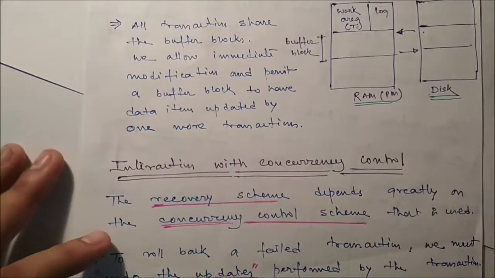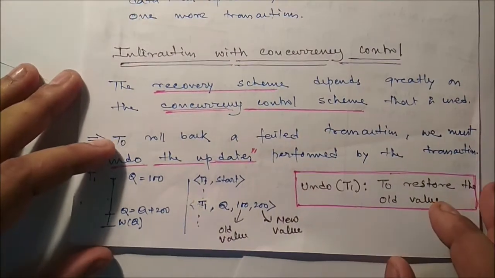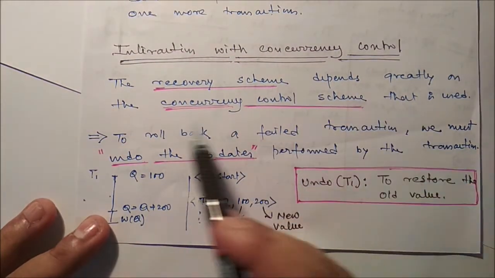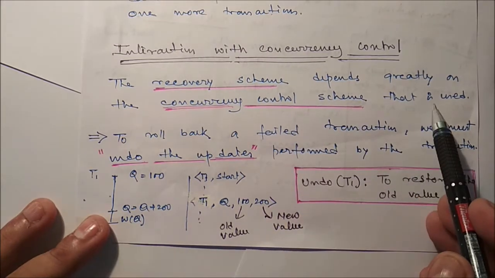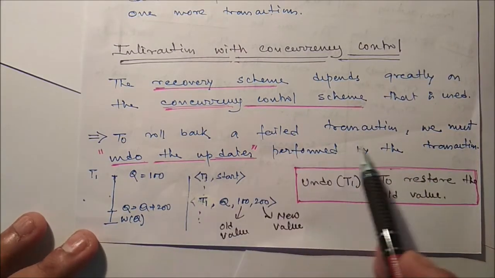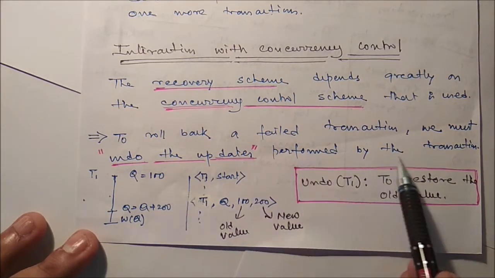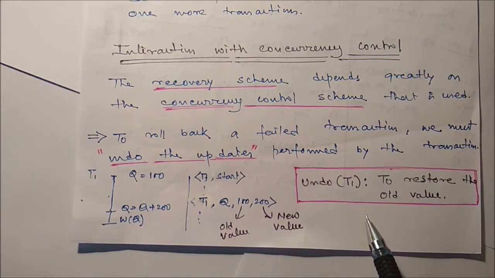Clear? Next, interaction with concurrency control. The recovery scheme depends greatly on the concurrency control scheme that is used. To roll back a failed transaction, we must undo the updates performed by the transaction. You already know the meaning of undo and redo.